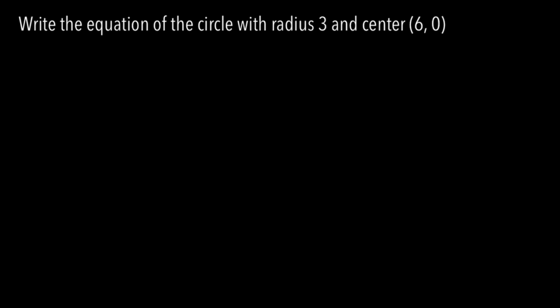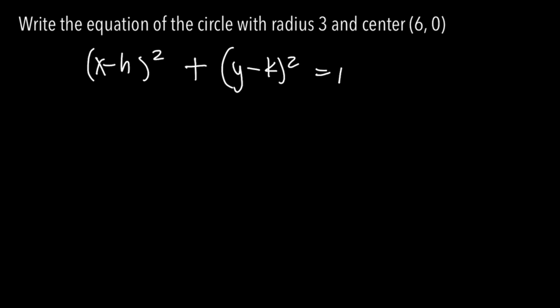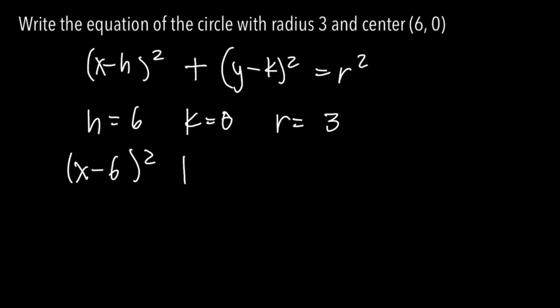So the standard form of a circle is (x - h)^2 + (y - k)^2 = r^2. So our h here is equal to 6 and our k is equal to 0. And our r here is 3. So let's just plug in what is known. (x - 6)^2 + (y - 0)^2 = 3^2.